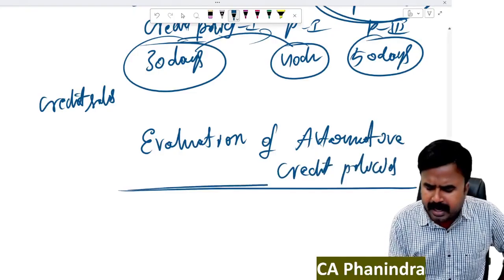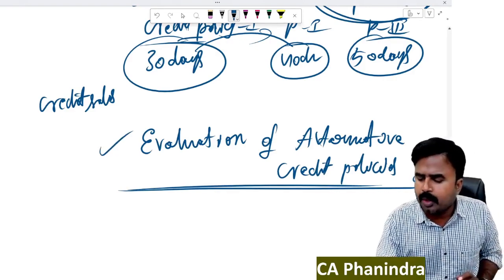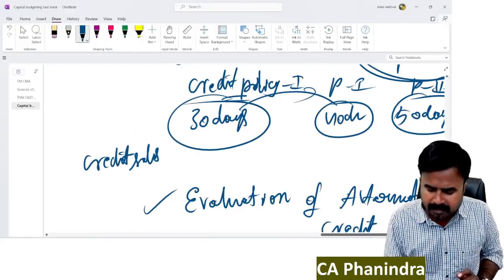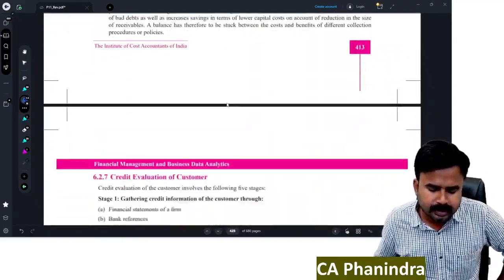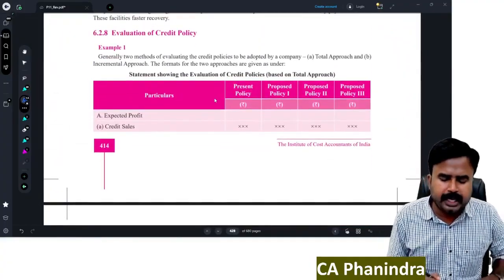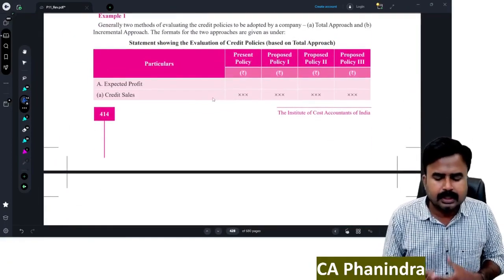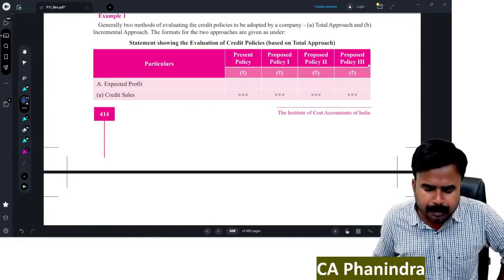See, the format which is given in the study material is more than enough. That is very clear. I'm going to explain the format with the help of our study material. Okay, let me go for that. Yes, here is the format. Evaluation of the credit policies. Example 1. See, this is independent policy evaluation approach.